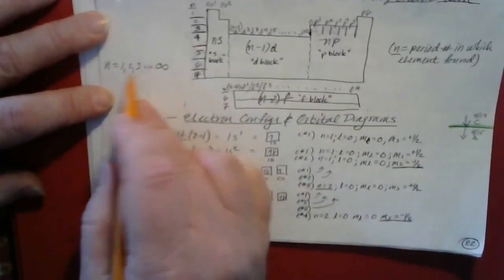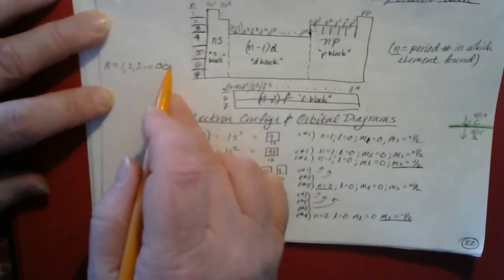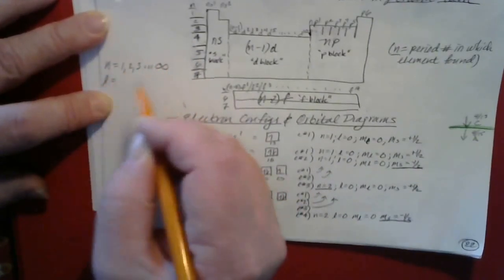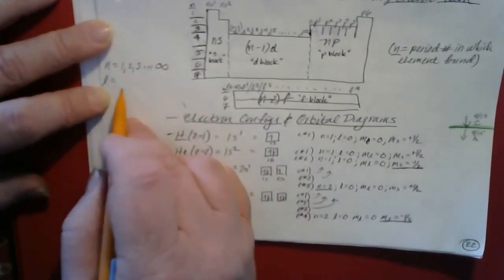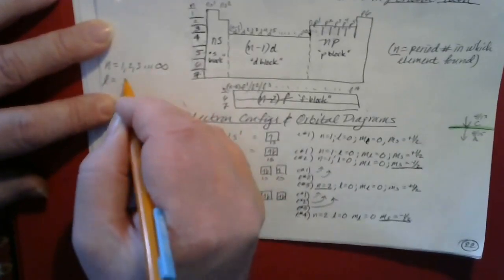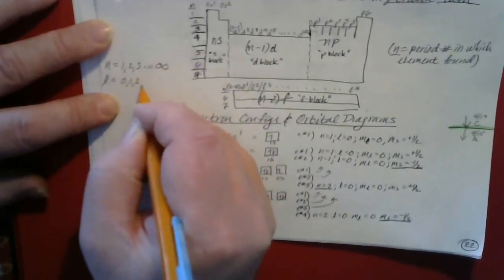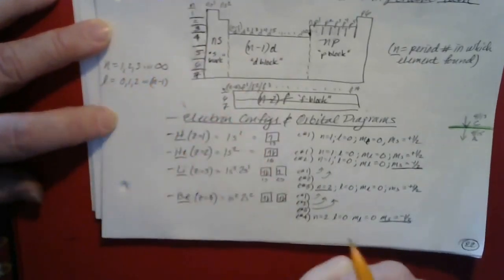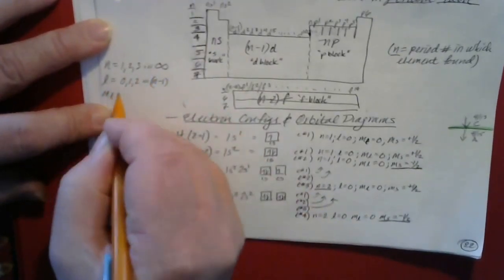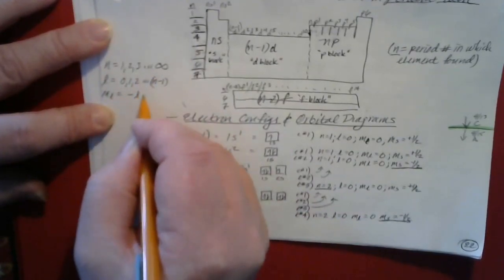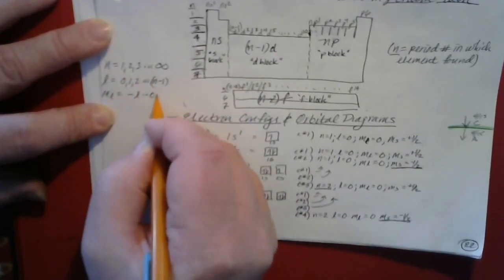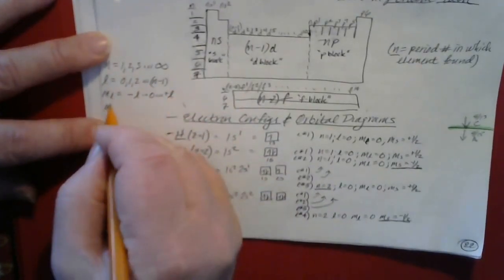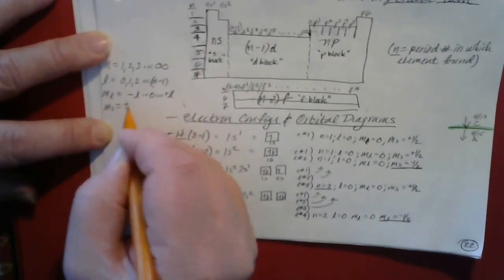n is positive integers starting with 1 and theoretically going to infinity. L, which designates the type of orbital, can be 0, 1, 2, up to a maximum of n minus 1. M sub L can take any value from negative L through 0 up to positive L. And M sub S has to be either plus or minus 1/2.